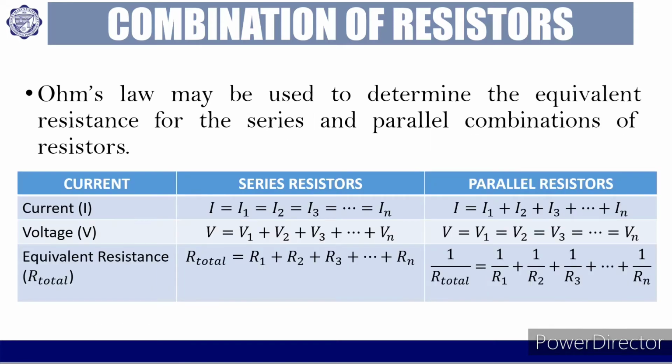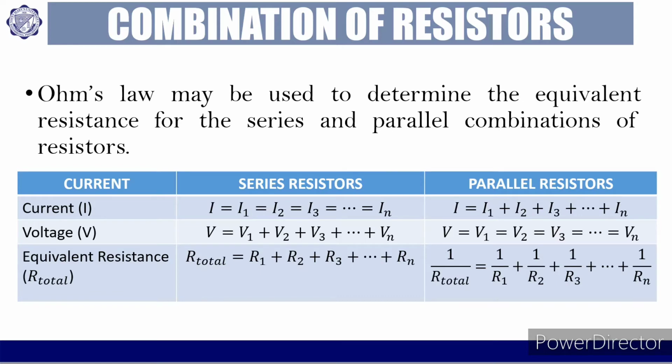Okay. In continuation, Ohm's law can be used to determine the equivalent resistance for the series and parallel combinations of resistors. For series resistors, the current is equal throughout. For voltage, the total voltage is the sum of all the individual voltages of the resistors. And the equivalent resistance is also the sum of the individual resistance of each resistor.